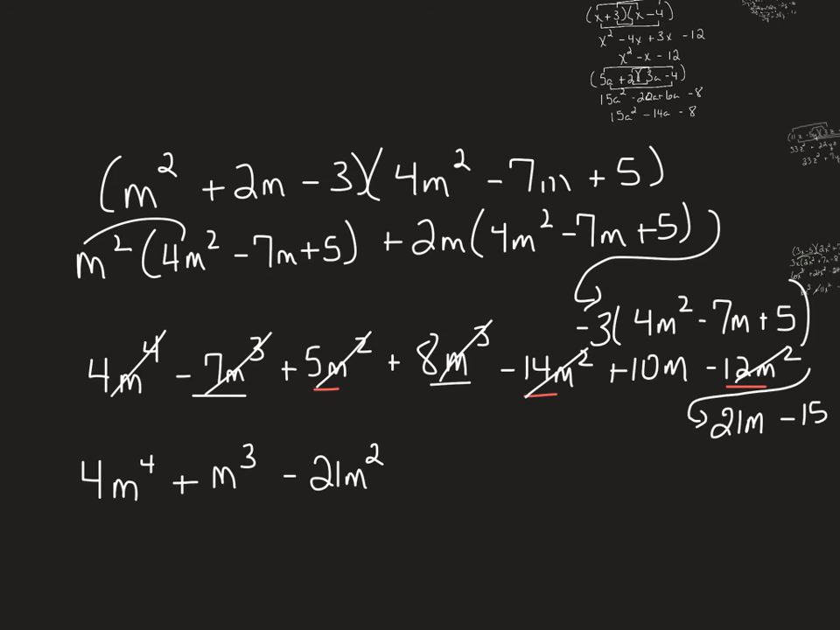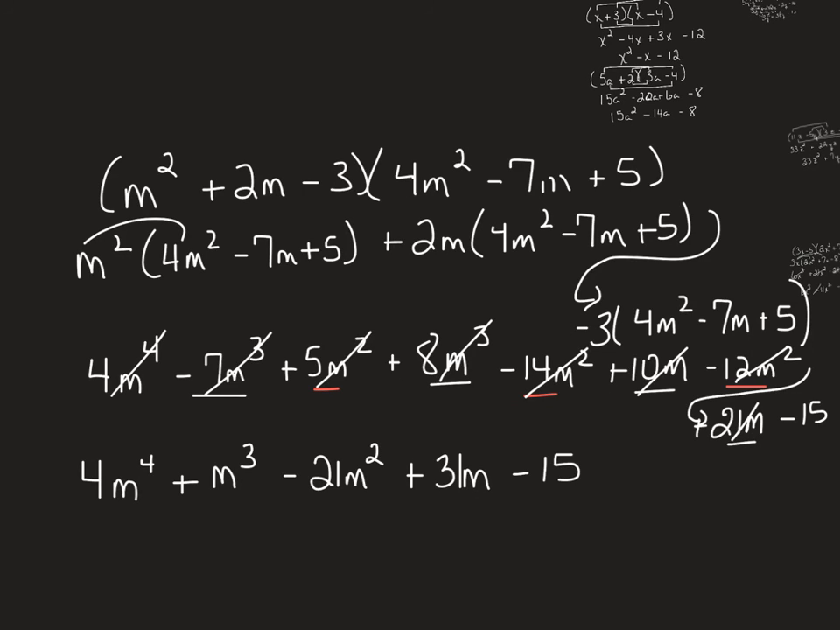Now I have 10m plus 21m is 31m. Now those are used. Minus 15, 31m minus 15. And it just took a little bit longer, but using the distributive property and taking it step by step, we got to, we multiplied those two trinomials together.